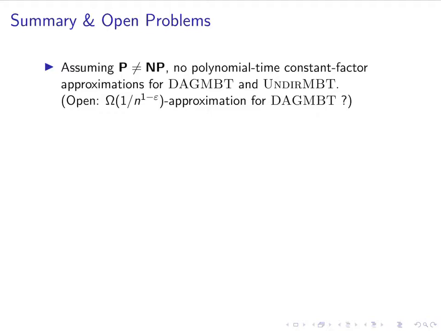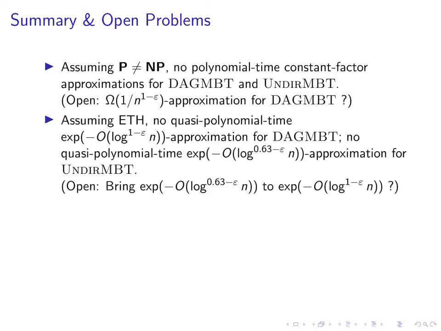Let me summarize and list the open problems. The main takeaway of this talk is twofold. First, the hardness result, and second, a fixed parameter tractability result. On the hardness side, assuming P is not NP, we show that there is no polynomial-time constant-factor approximation for DAG MBT and undirected MBT. Assuming ETH, there is no quasi-polynomial time sub-polynomial approximation for DAG MBT and undirected MBT. So this leads to an open problem of whether the approximation ratio can be raised in terms of hardness.